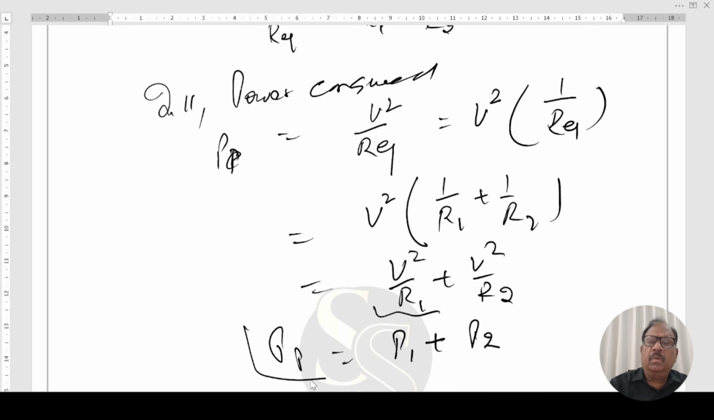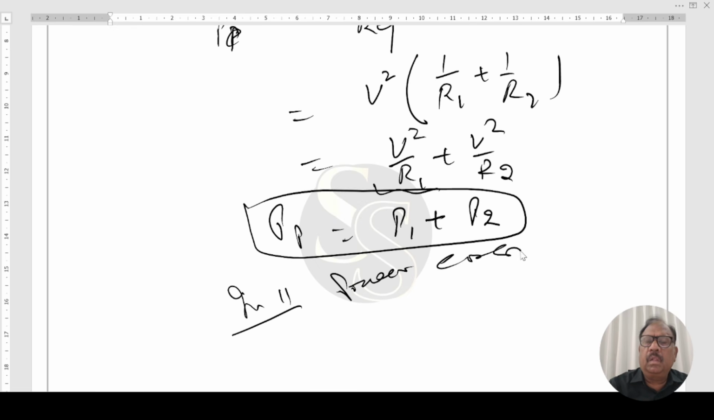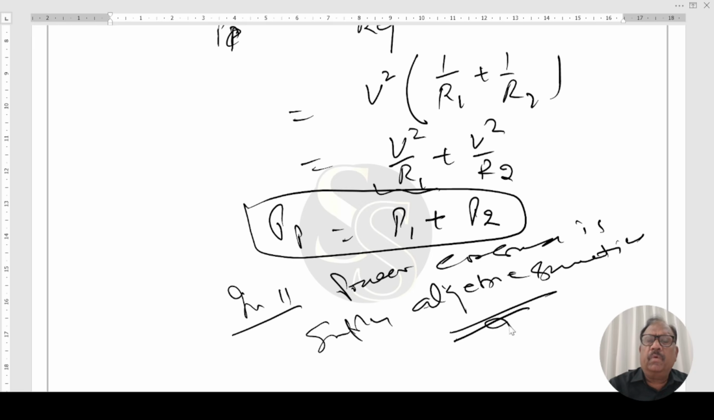This is the power of first bulb, this is the power of second bulb. This is parallel combination. Means in parallel, power consumed is simply algebraic summation of all equipments. Right? Next question.